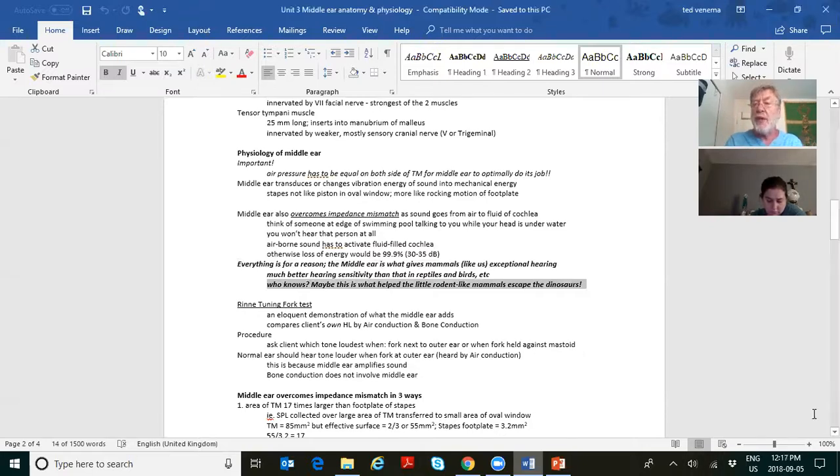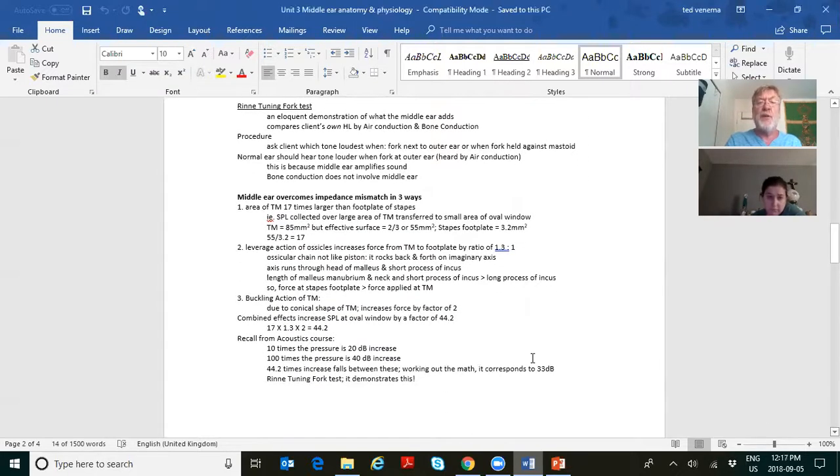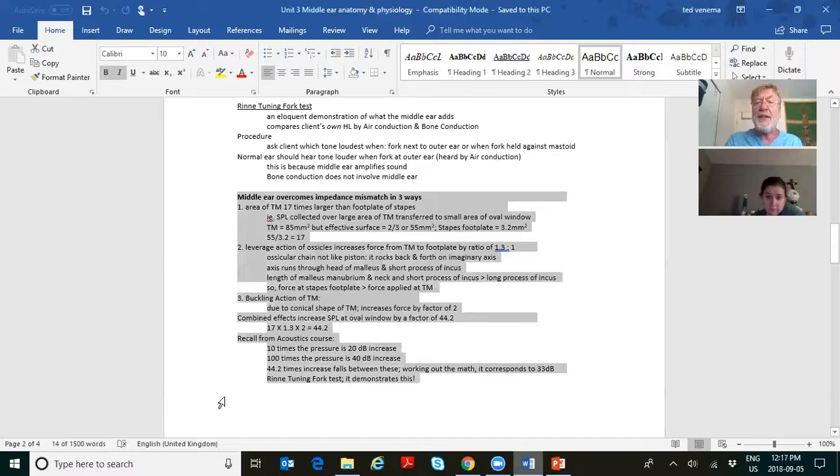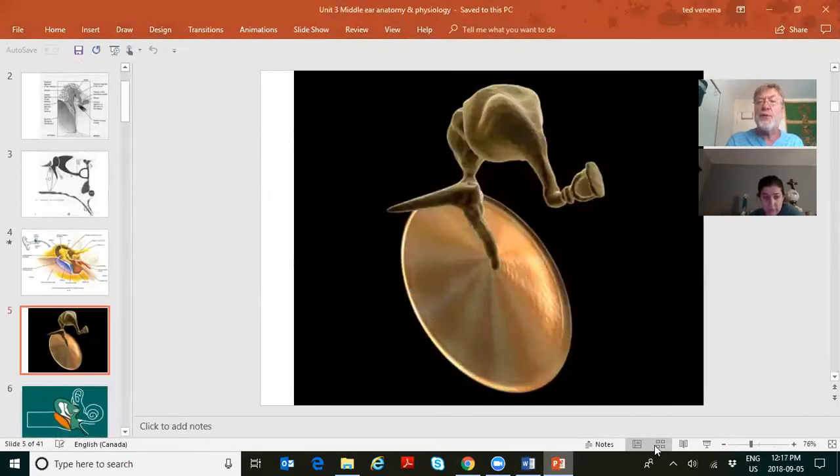And when you go down here, you will see in this section that we will look at in detail next week, the 3 ways in which the middle ear overcomes impedance mismatch. We are going to be describing that. For now, I will just have you do this little exercise with me.